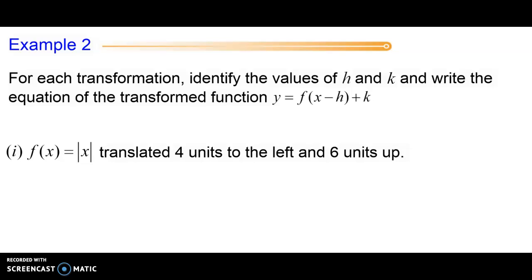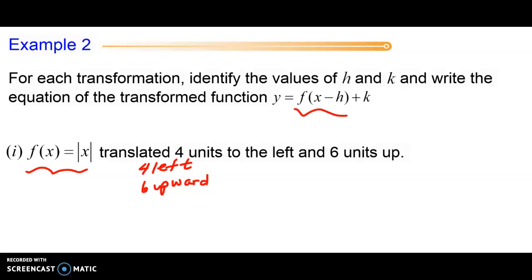This is example 2 in lesson 1.1, horizontal and vertical asymptotes. So in this example, we are given the function y equals the absolute value of x. And we want to take that function and translate it 4 units to the left and 6 units up. So I want to go 4 left and 6 upward.